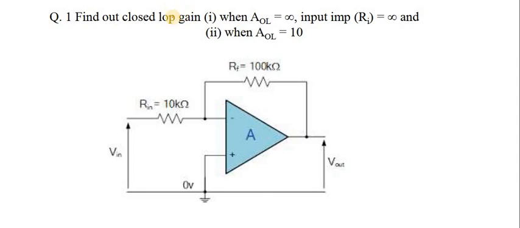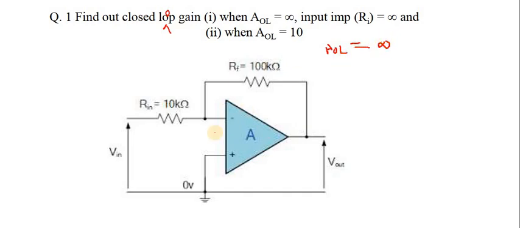Find out the closed loop gain. Sorry, this is a typo. Find out the closed loop gain when AOL is equal to infinity and input impedance is also infinity. So how will I find out the closed loop gain? Here the first condition given is AOL is infinity, so I can say my op-amp is ideal.